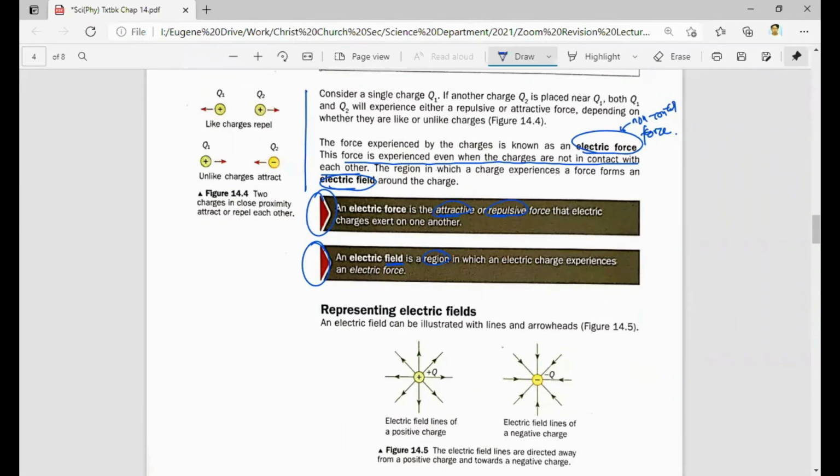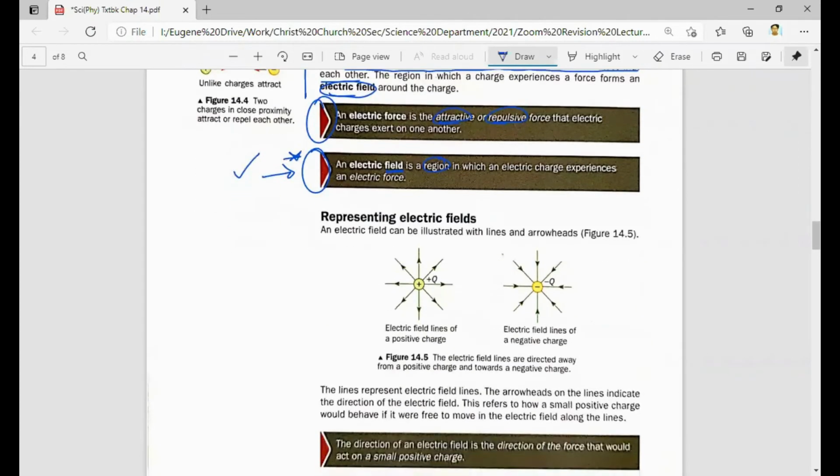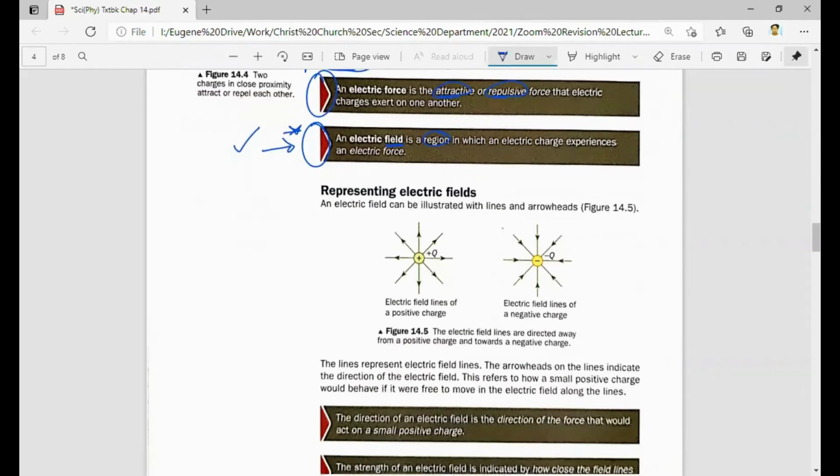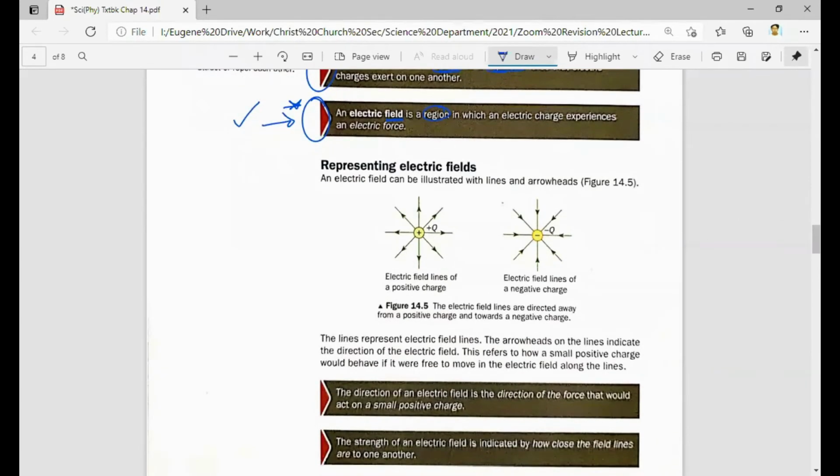So definition wise, electric force I don't come out, but this one, yes. Alright, so this one I need to take note, know how to define what is an electric field. So how to represent electric field? Okay, we actually illustrate it with lines and arrowheads.